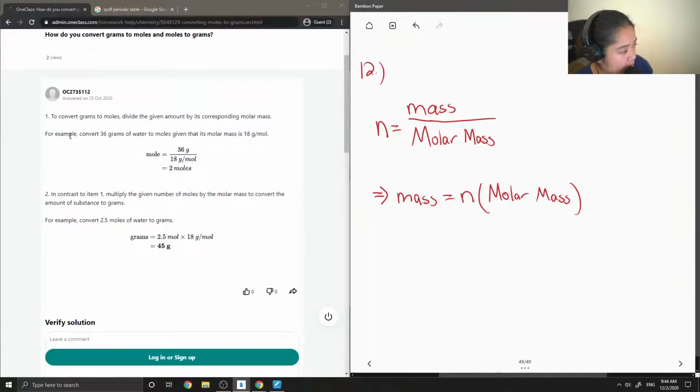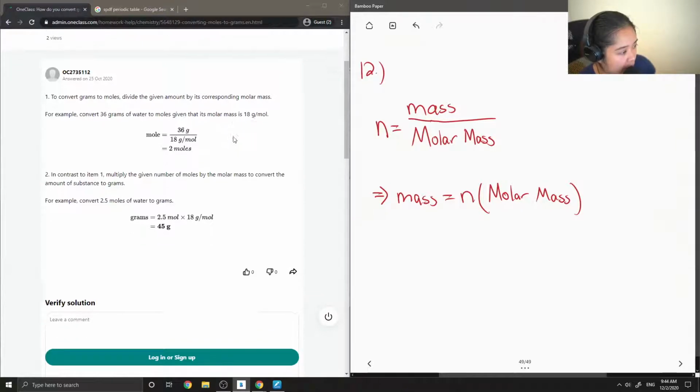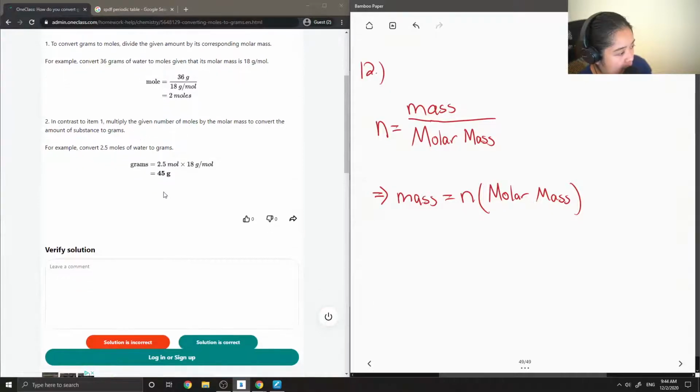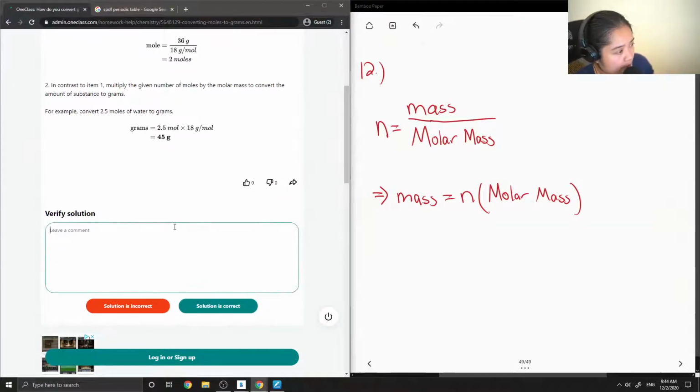to get mass equals number of moles times molar mass. So the junior tutor said, to convert grams to moles, divide the given amount by the corresponding molar mass. So they have an example using water. In contrast, multiply the given number of moles by the molar mass to convert it to grams. Yep, so this solution is correct.